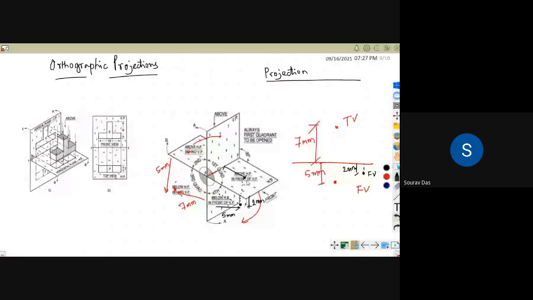So that top view will go below the reference line when this plane moves. This point also will go below the reference line, somewhere here. So the top view will also move below the reference line. This is the projection of a point in the fourth quadrant.